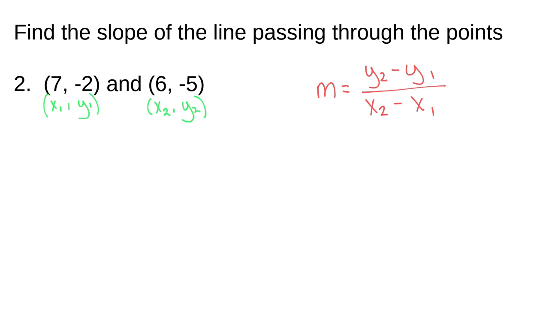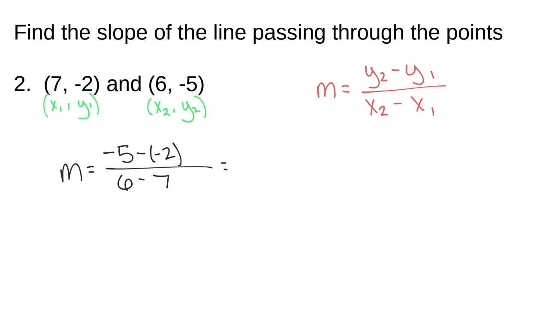All right, let's plug it in. Y sub 2 is negative 5 minus y sub 1, which is negative 2. On the bottom, we have x sub 2, which is 6, minus x sub 1, so our first x value, which is 7.